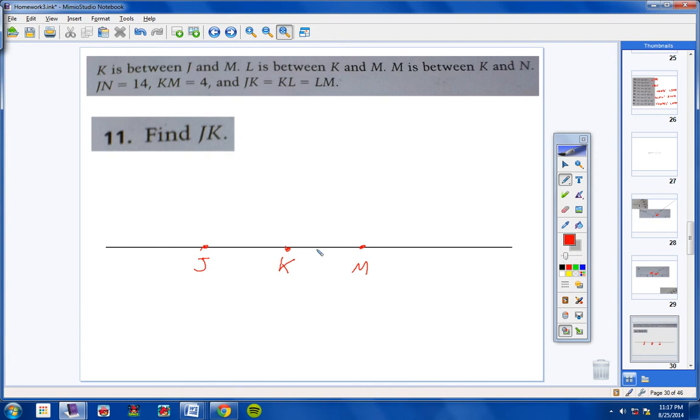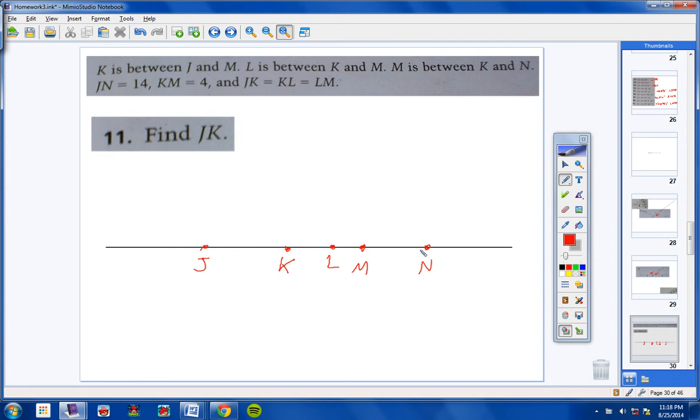Now, when it says between, it does mean that they're on the same line, but it doesn't mean that K is right in the middle. K could be over here somewhere, but it is between J and M. L is between K and M, so I'm going to put L right here between K and M. M is between K and N. Now, I've not seen N anywhere yet, so hold on one second here. Okay, I'm back. It says M is between K and N, so that means N has to be over here somewhere.